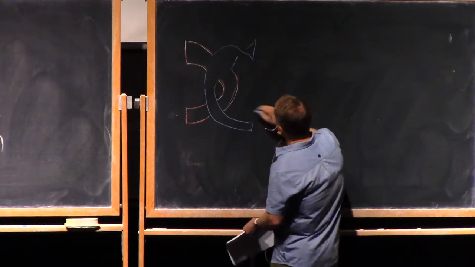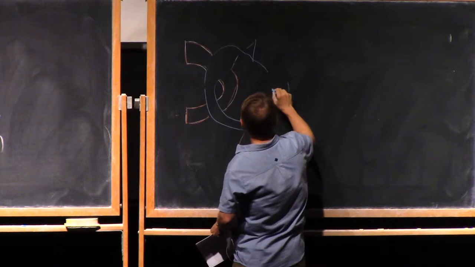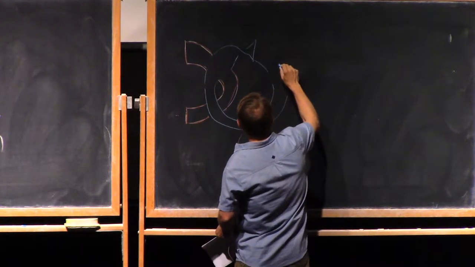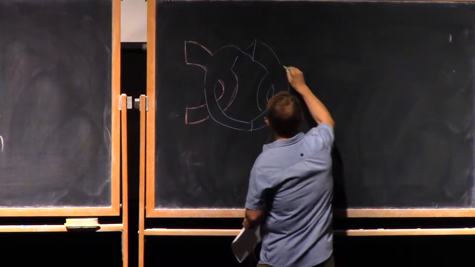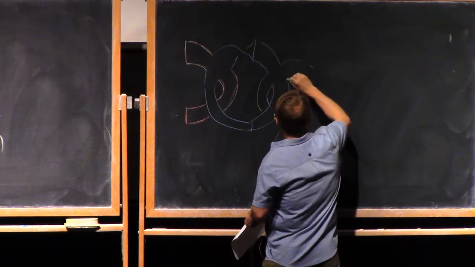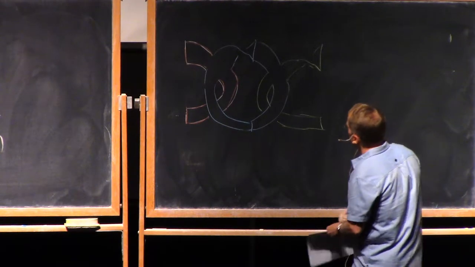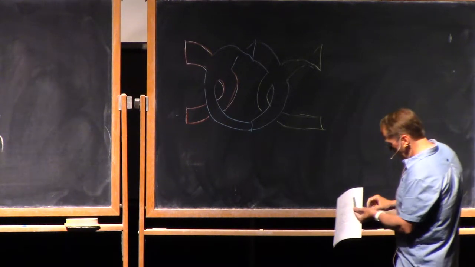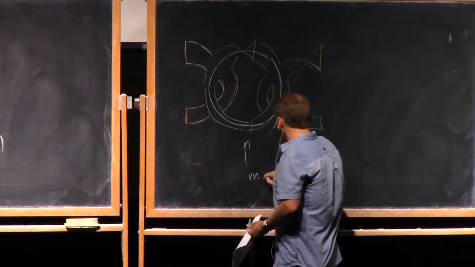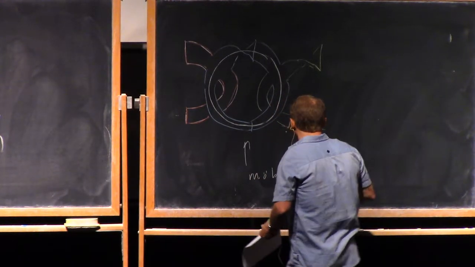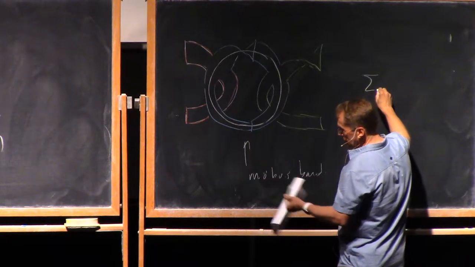So I can do this again. Maybe. This last one was green. These guys go in the same sense. So this is what the composite of two of these guys looks like. And the thing to notice is that we've constructed a Mobius band when we do that.